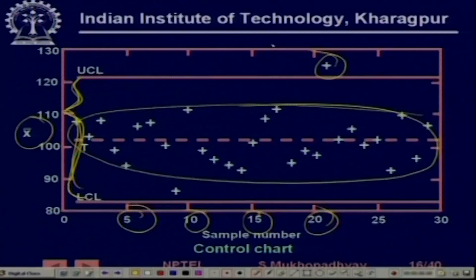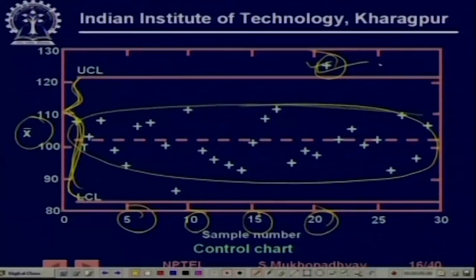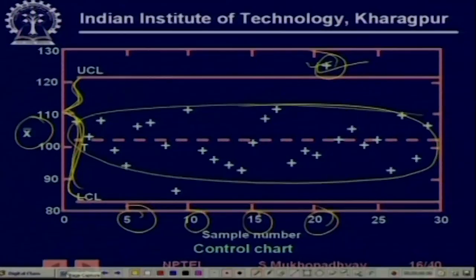In some cases they may go out. If they go out, that's cause for concern. If they go out too often, then they are cause for concern, and you know that your process variability has increased, right? So the process is not being able to follow a particular kind of output properties, but the output properties are varying and there's a lot of variability. Which means that something has gone wrong, right? So typically you check process variability using such charts.